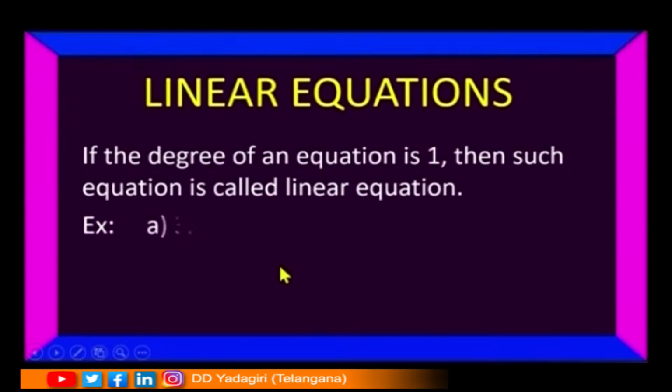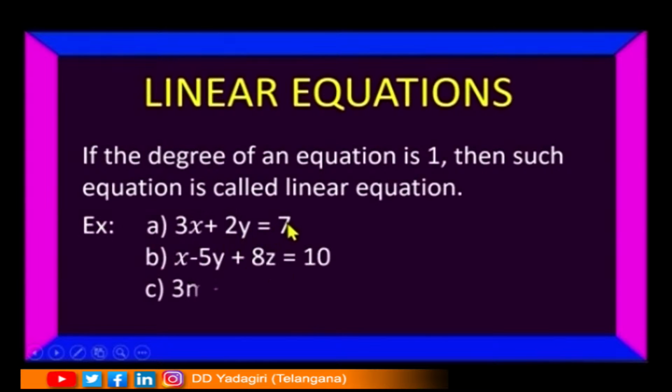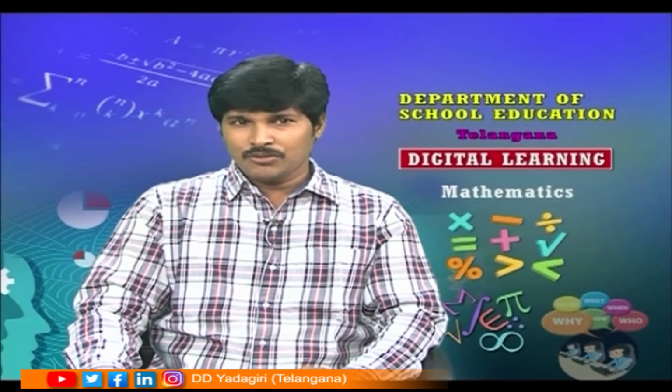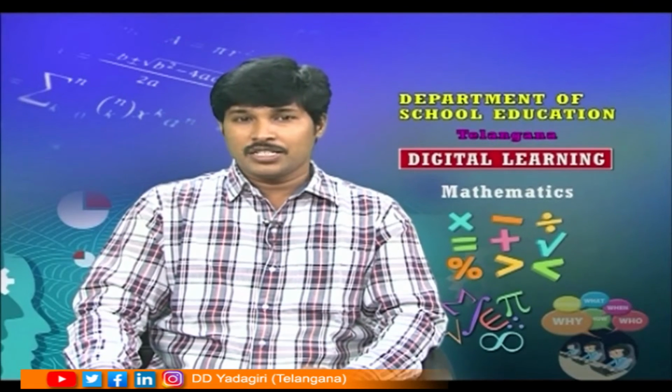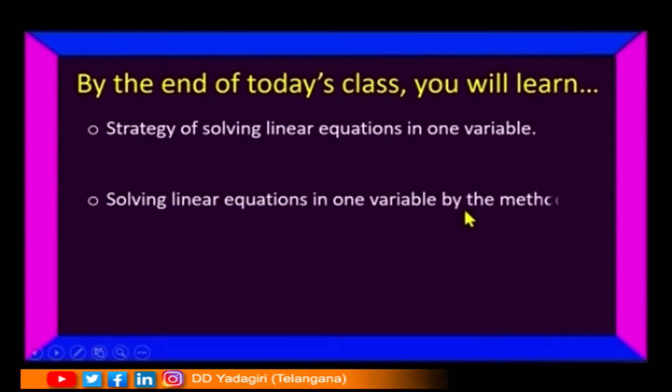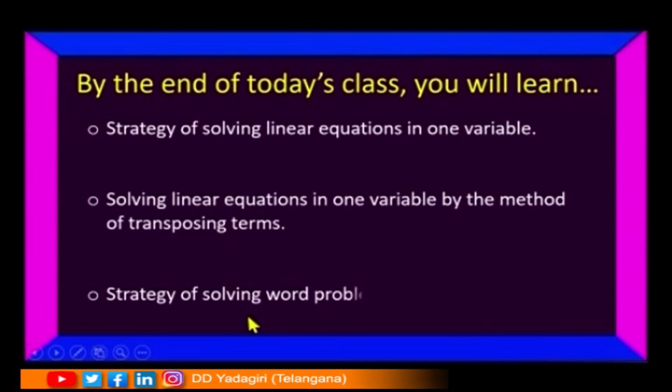For example, 3x plus 2y equal to 7 is a linear equation, x minus 5y plus 8z equal to 10, 3m plus 7n equal to 5. This is also a linear equation. And by the end of today's class, you will be learning the strategy of solving linear equations in one variable by the method of transposing terms, and the strategy of solving word problems with some examples.